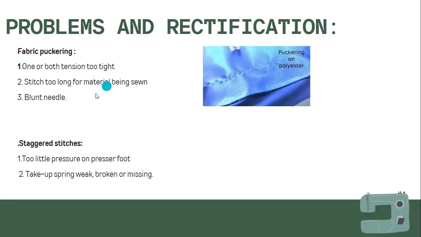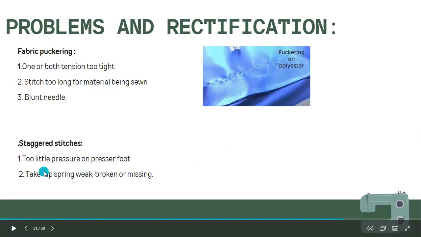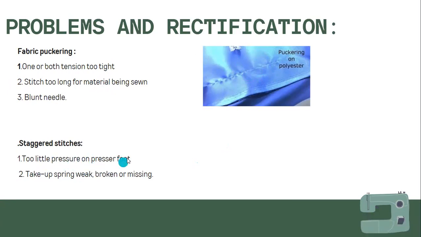The stitch may be too long. Sometimes you can adjust the stitches, right? So the stitches may be too long, or the needle may be blunt. These are the different possible reasons for puckering of the garment. And staggered stitches is when the stitches are not straight. That is called staggered stitches. There what happens is there is too little pressure on the presser foot. The presser foot should be correctly placed on the fabric, and when the pressure is not good, there is a possibility of staggered stitches.